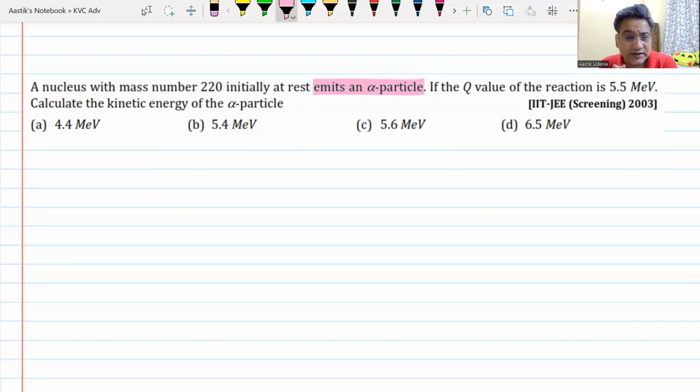This is actually known as an alpha emission. Alpha emission. This is radioactivity. Officially, we have not started it, but an unstable nucleus, a nucleus which has got a mass number more than 220, here it is exactly 220, emits an alpha particle to become more stable. Radioactivity. Anyways, this is the question, and let's see how you're going to do this.